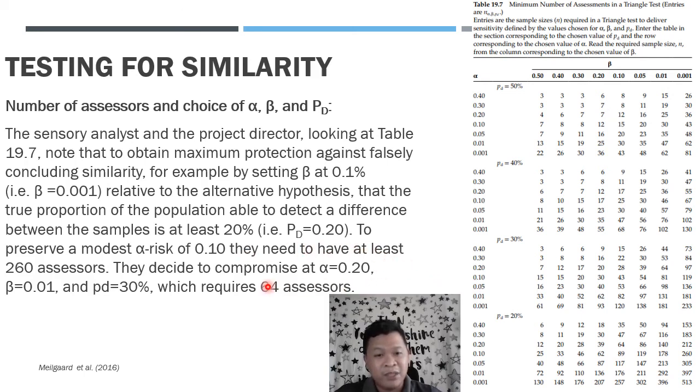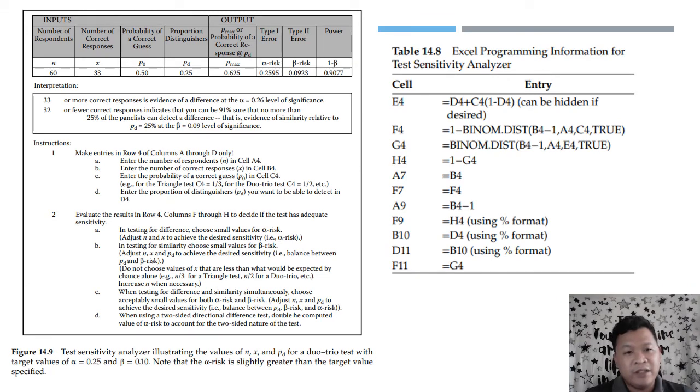They chose a conservative PD of 20% in this case, and then a modest alpha risk of 10%. So that would result to 260 assessors. Okay. On the other hand, if you compromise an alpha of 20% or 0.2 and a beta of 1% or 0.01 and a presumed PD of 30, then they would only need 64 assessors.